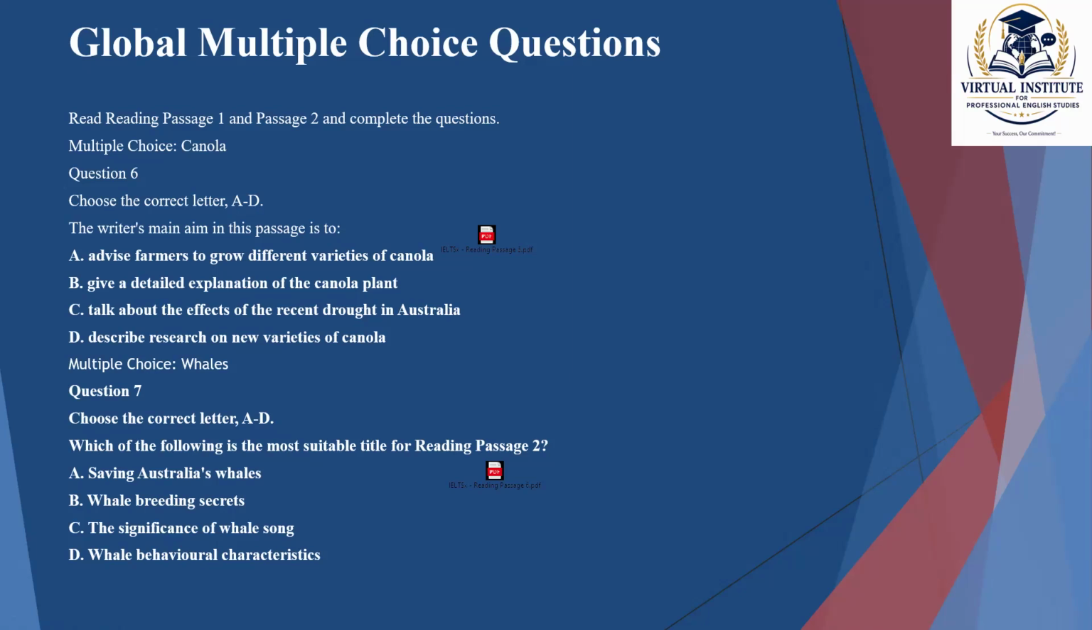Okay. Atika, what do you think? Sir, option C: talk about the effects of recent drought in Australia. Why option C? You know, the writer's main aim in this passage is to.